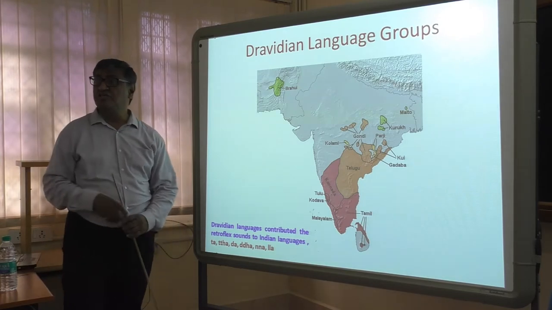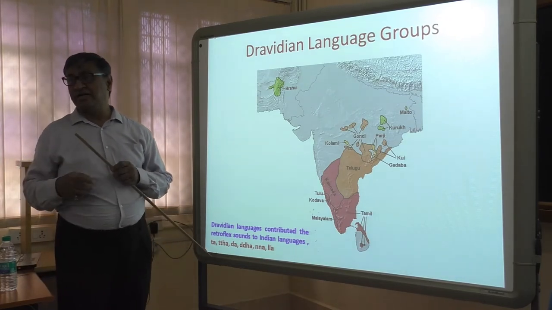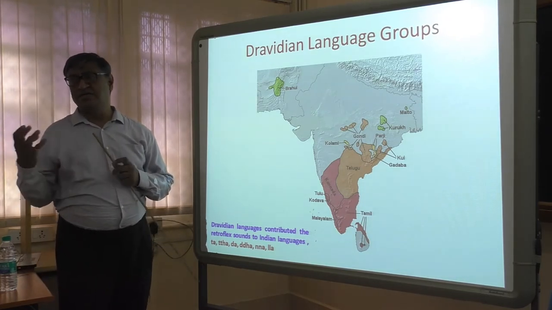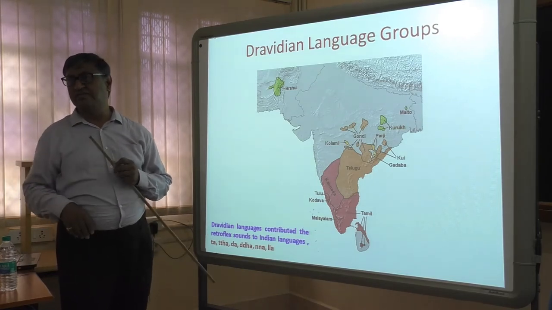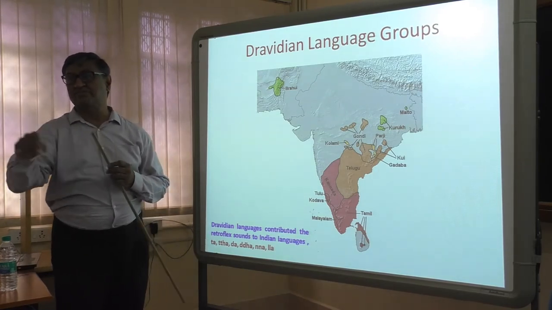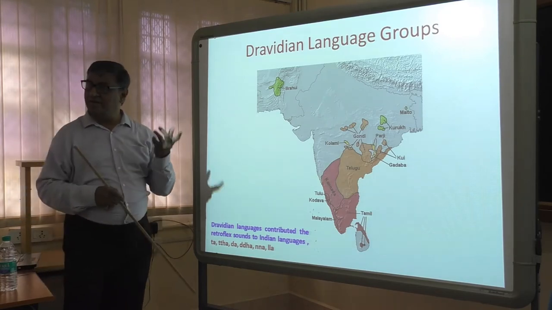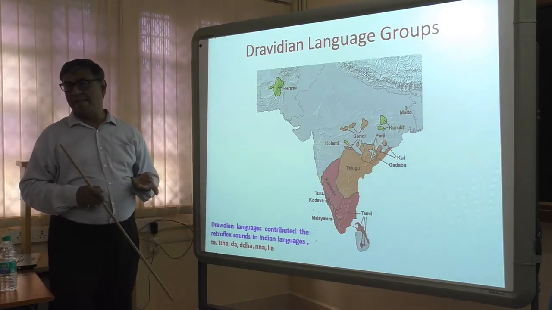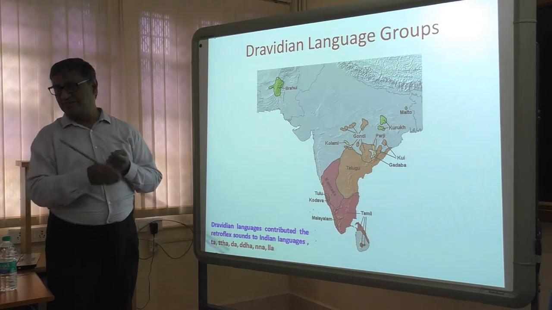In fact, there are contributions to the Rig Veda also. Agastya is considered to be the muni of these southern languages. In fact, Agastya is supposed to have written the grammar for Tamil. But he has also contributed to the Rig Veda, and it is interesting to see what he has done. I'll come to that a little later.